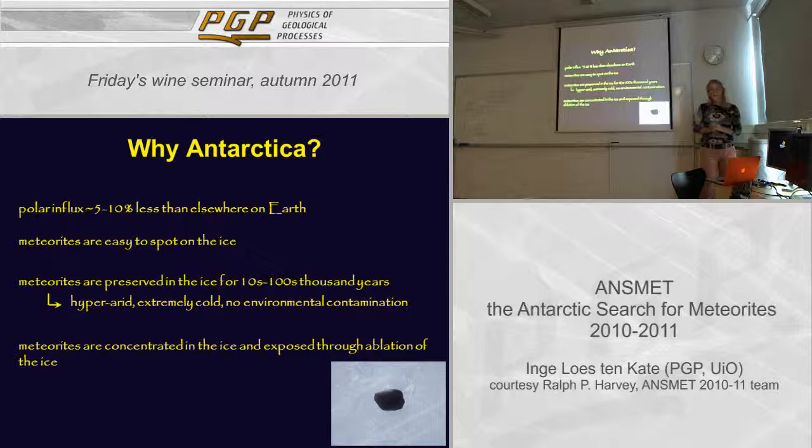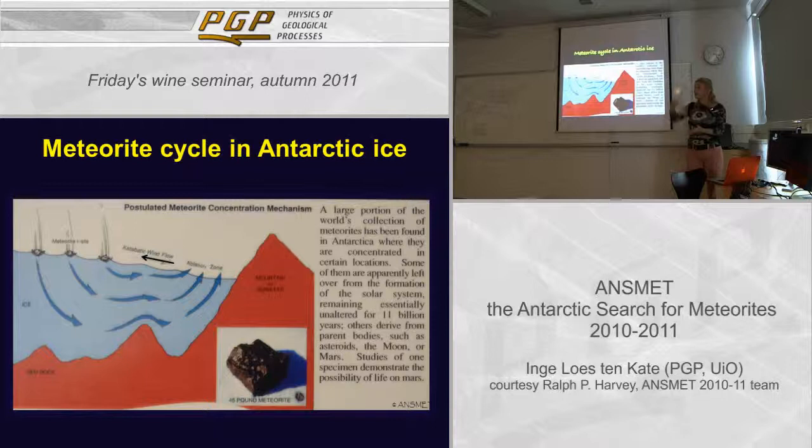And meteorites are concentrated in the ice and ablated through wind erosion, which you can see on this slide. So the meteorites fall, as you can see on the left, and then they get buried in snow, and the snow compacts and starts growing a big ice layer. And then the ice actually moves around on Antarctica. But when the ice reaches a mountain, for example, the ice gets ablated away and the meteorites get collected at the base of the mountain.